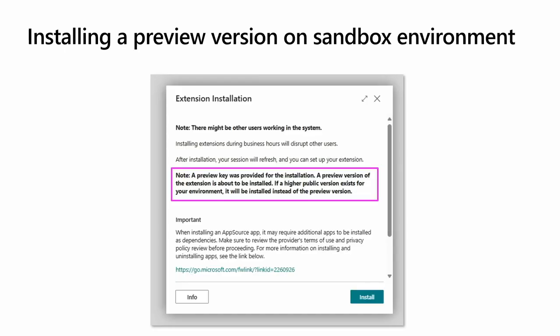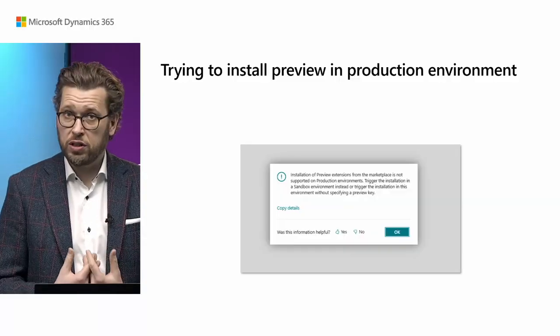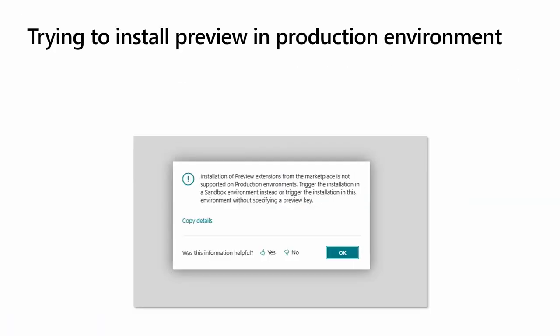Now, installing with this link is business as usual, except that in the install dialog, we will tell the user that this is a preview version that they are installing. Also, if you're trying to install this in a production environment, that will fail today.